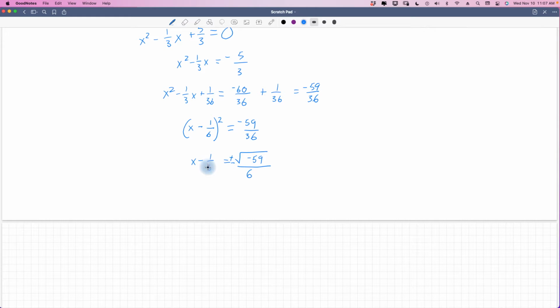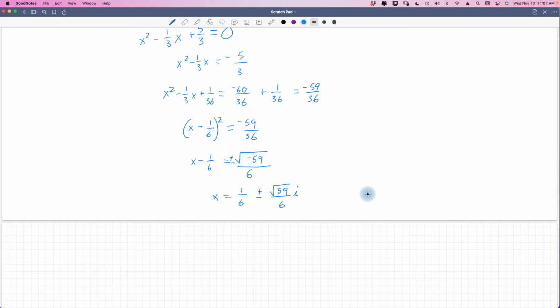So now we're going to add 1/6 to both sides. So we have x is equal to 1/6 plus or minus the square root of 59 over 6. And notice I didn't put the negative in because we're going to take that and put that i right here on the outside. And that would be your final solution for this problem. Okay?